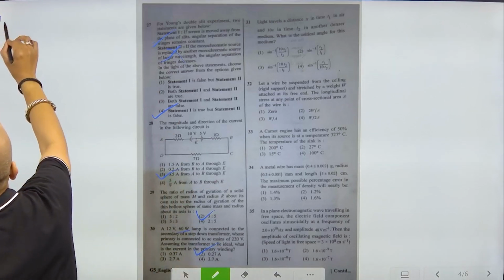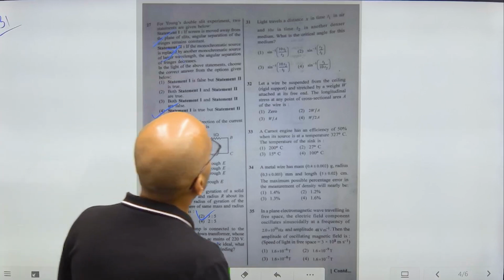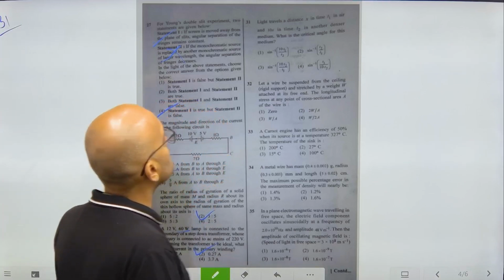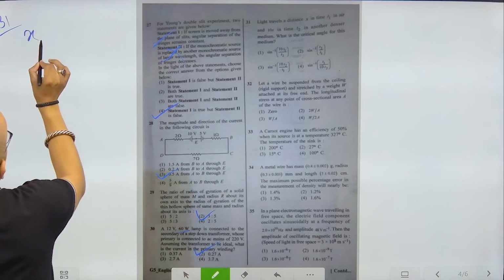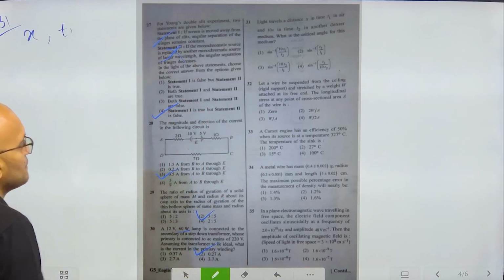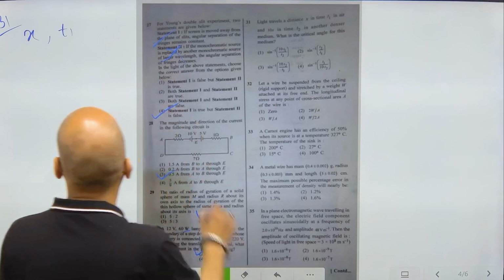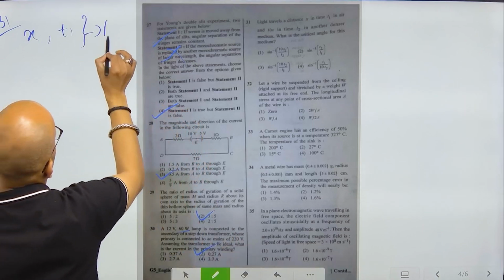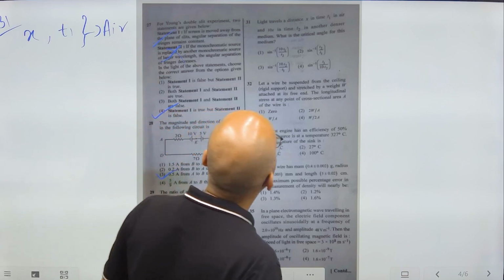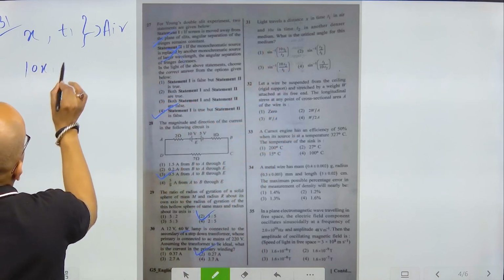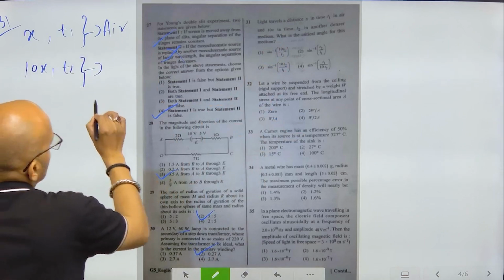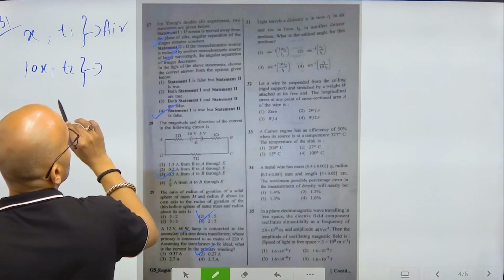Question number 31. Light travels a distance x in time t1. So light is traveling distance x in time t1 in air. Okay, this is done in air, and distance 10x in time t2 in another medium.